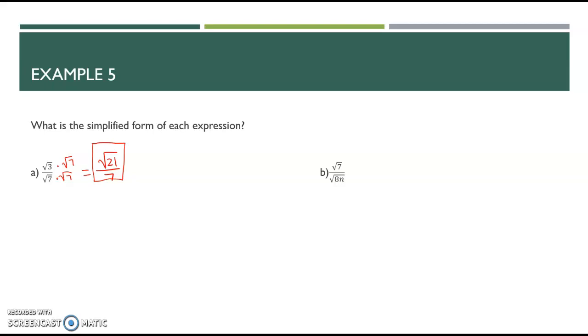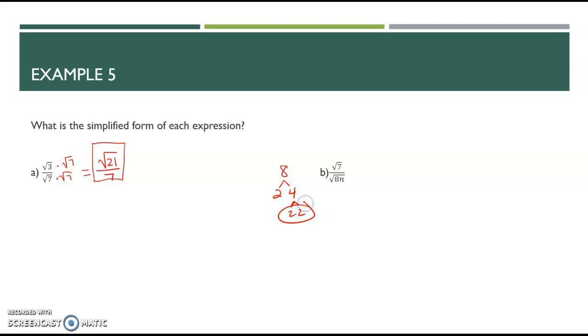I also know that 21 is a simplified radical because there's no perfect square in 21. We've got 3 and 7. No perfect squares. All right, so now looking at B. When I look at 8, I can simplify the 8. So instead of multiplying both top and bottom by the square root of 8n, I'm going to simplify this 8 first. And so I know that 8 is 2 and 4, and that 4 is 2 and 2.